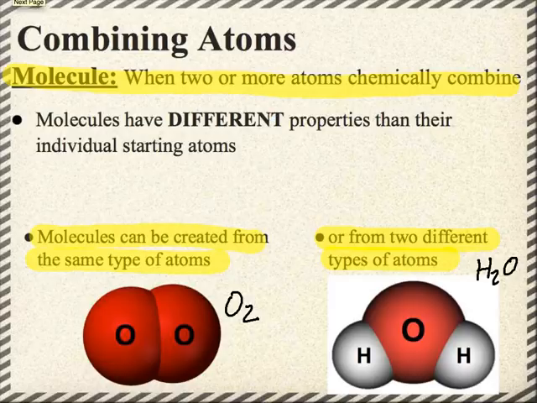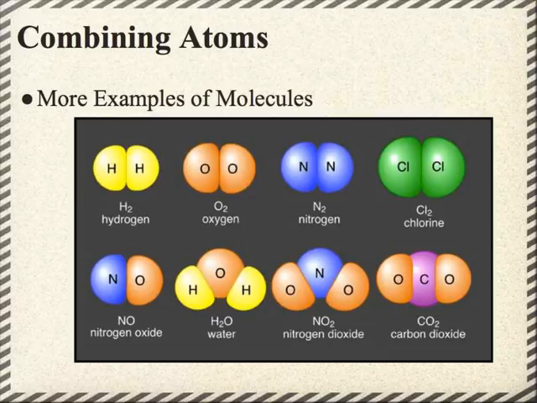Okay. All right, last one. And here's some more examples before we get to the last thing. As you can see, these are more examples of molecules. So if I wanted to go down the list and say which ones are also compounds, the first four that are up here are just molecules. Why? Because it's two of the same atoms combining together.